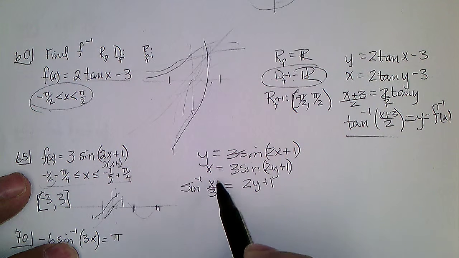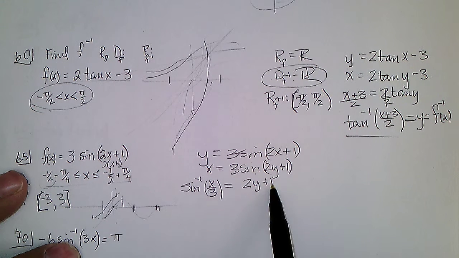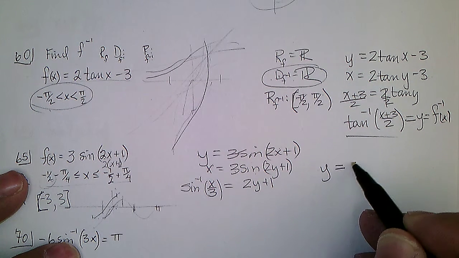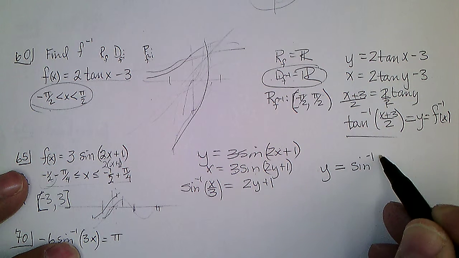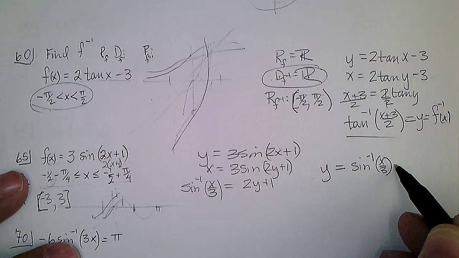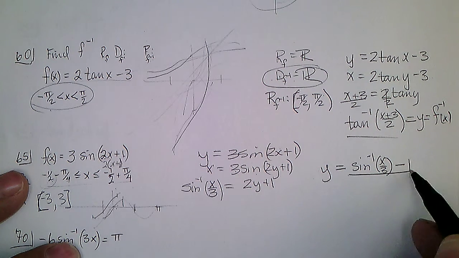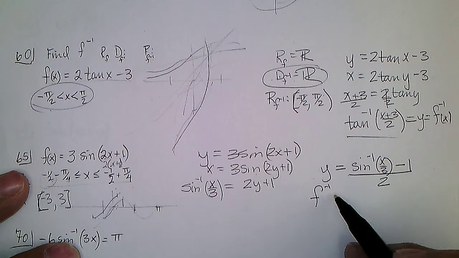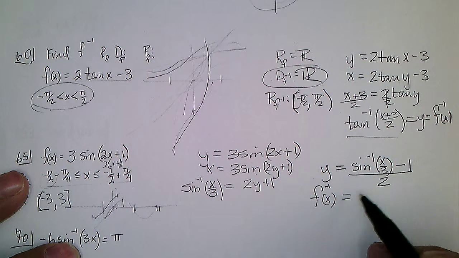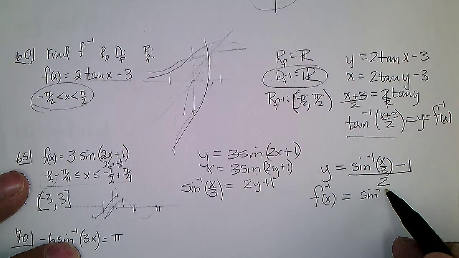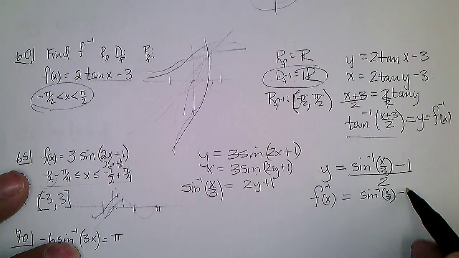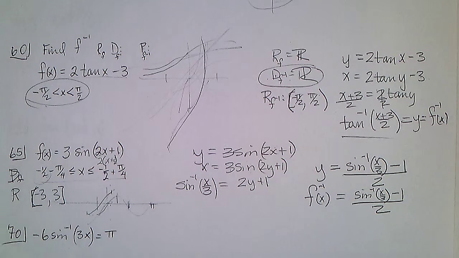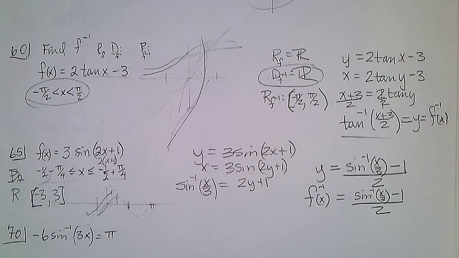2y plus 1. So then we'd subtract 1 and divide by 2. So we'd get y equals sine inverse of x over 3 minus 1, divided by 2. So that'd be the f inverse function. Or you could put a half here minus a half, and that would work also. But the domain and range just get switched.